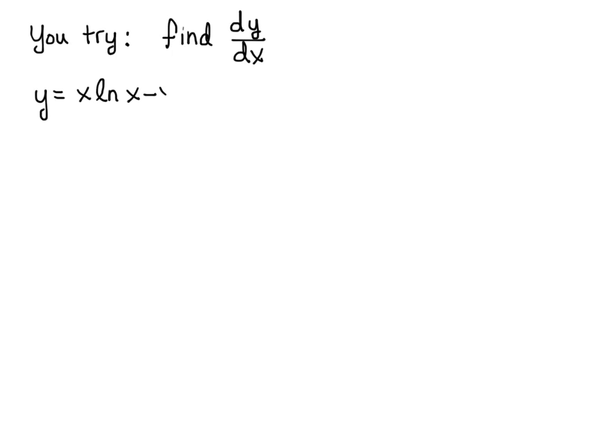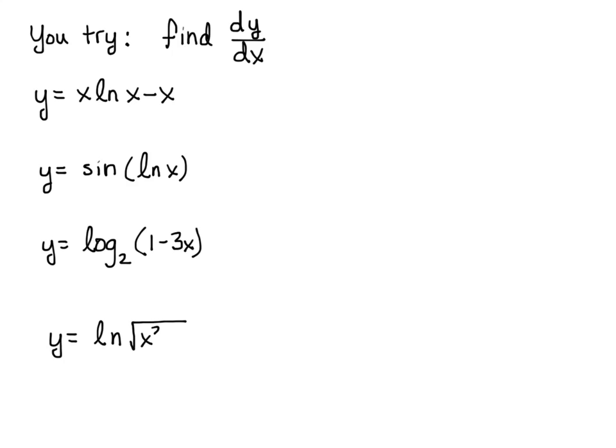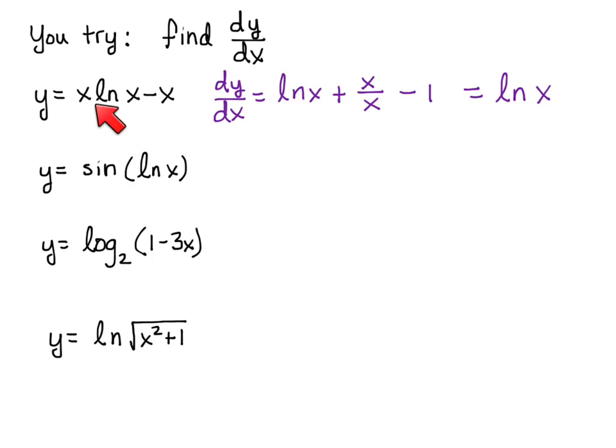Okay, so you should try a few now. I want you to find the derivative of these. I'll give you a few minutes. Okay, so the first one takes the product rule. So the product rule of this is going to be take the derivative of x, so we get ln of x, and then we take x times the derivative of ln of x, which is we get x over x, and the derivative of minus x is 1, and so the 1 minus 1 gives us just ln of x.